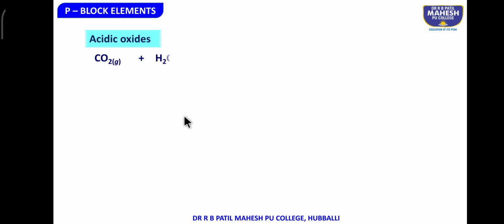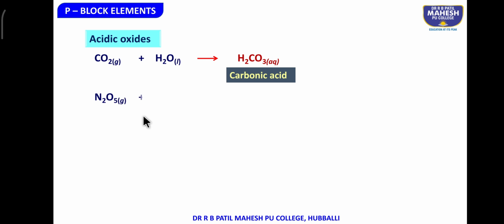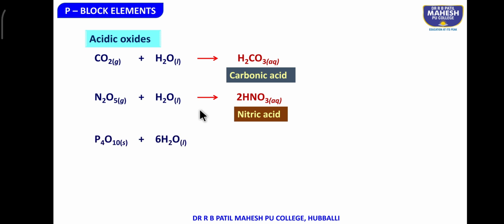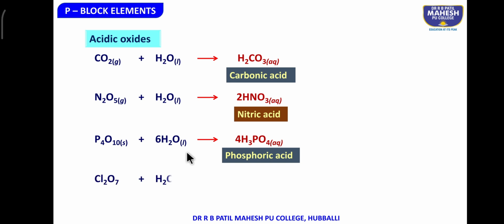Acidic oxides. When carbon dioxide is dissolved in water, it forms carbonic acid. Hence, carbon dioxide acts as an acidic oxide. Similarly, when dinitrogen pentoxide is dissolved in water, it forms nitric acid. When sulfur dioxide is dissolved, it forms sulfuric acid. Similarly, phosphorus oxide or tetraphosphorus decoxide, when dissolved in water, forms phosphoric acid. Cl2O7 on dissolving forms perchloric acid.